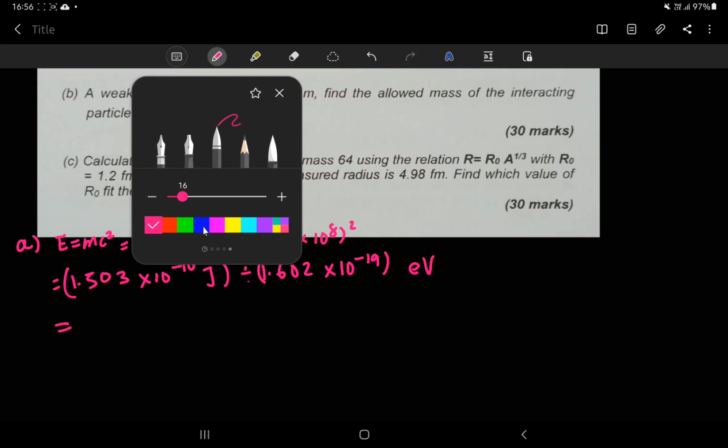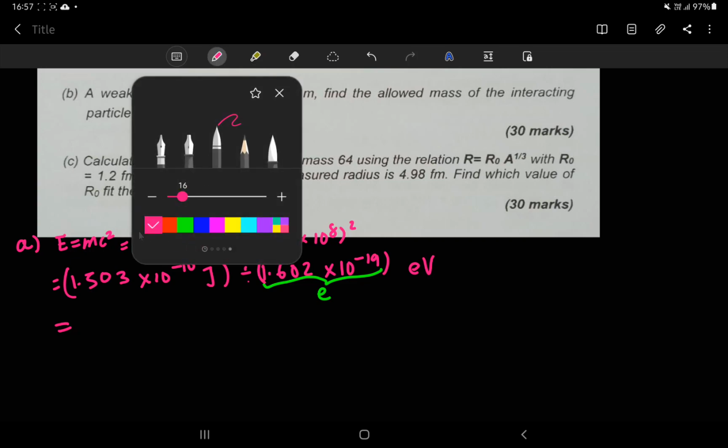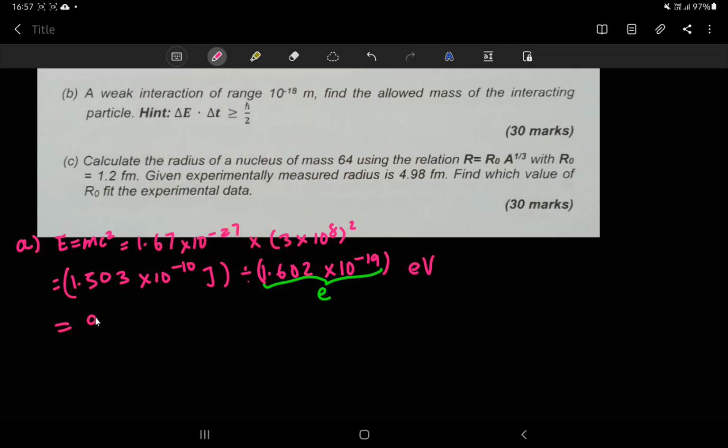You need to know that this value, 1.602 times 10 to the minus 19, is the elementary charge, the value of the electron charge basically. Upon simplifying the value, you will eventually get the result: 938 mega electron volt.